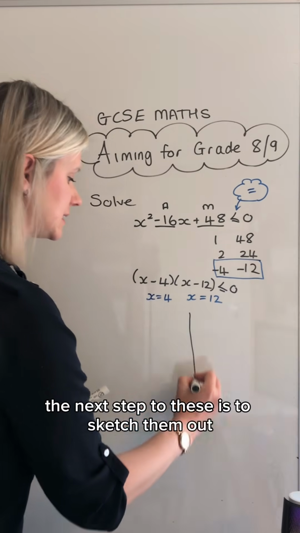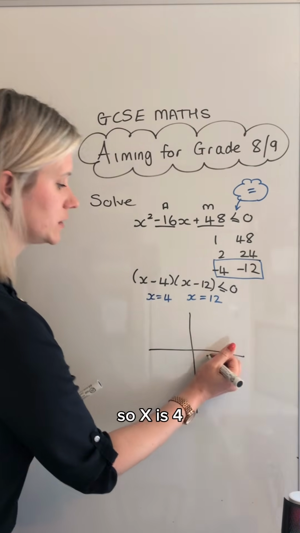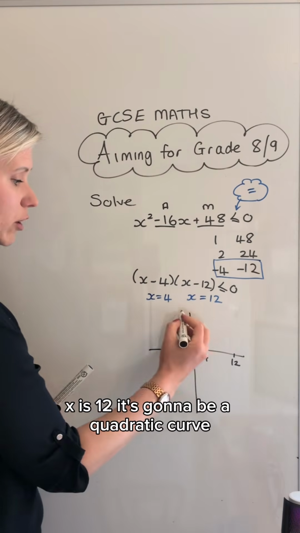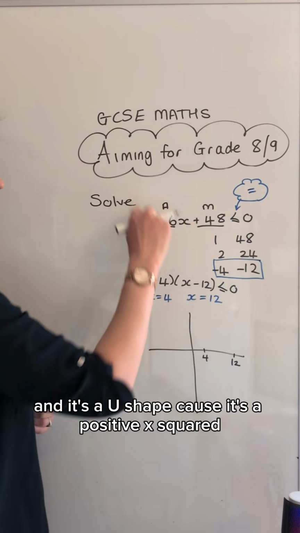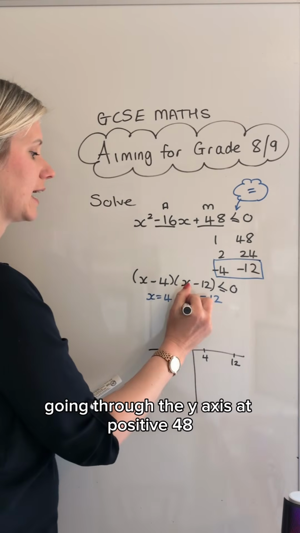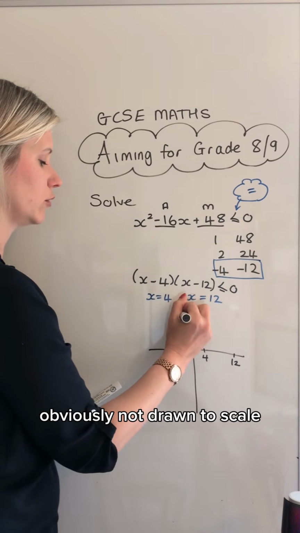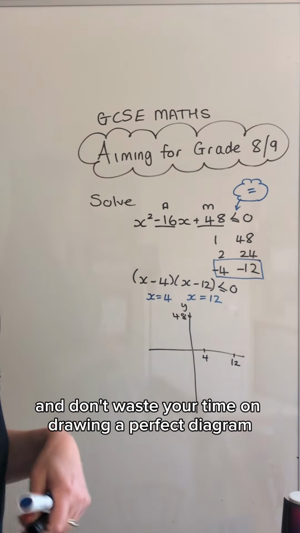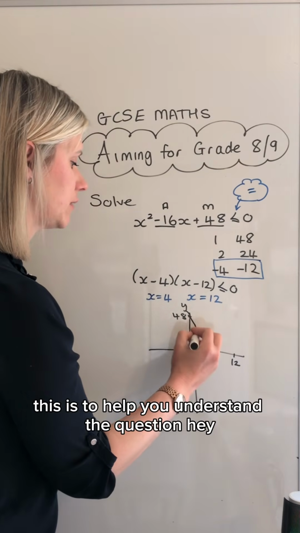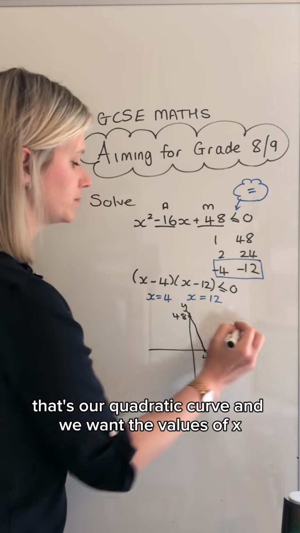The next step to these is to sketch them out. So x is 4, x is 12. It's going to be a quadratic curve, and it's a U shape because it's a positive x squared, going through the y-axis at positive 48. Obviously not drawn to scale. And don't waste your time on drawing a perfect diagram. This is to help you understand the question. So that's our quadratic curve.